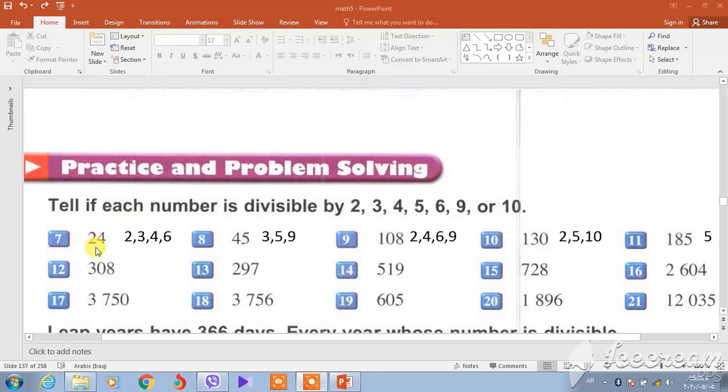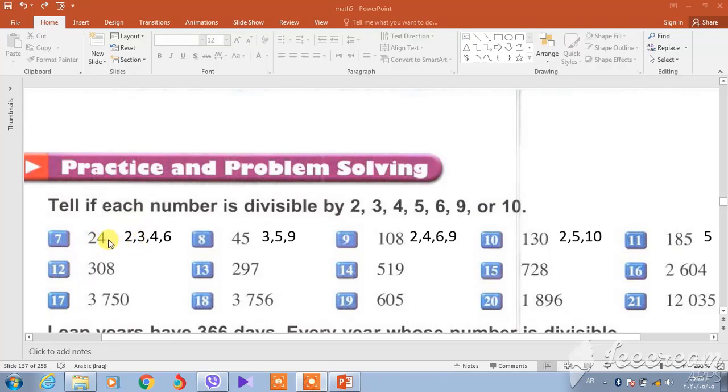We have 24 in practice 7. Is it divisible by 2, 3, 4, 5, 6, 9 or 10? 24 divisible by 2? Yes, because the last digit is even. Divisible by 3? Yes, because the sum of digits equals 6. 6 is divisible by 3, so 24 is also divisible by 3. Divisible by 4? Yes, because the last two digits are 24. 24 is divisible by 4.